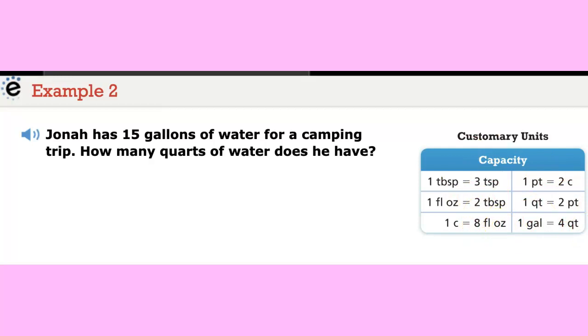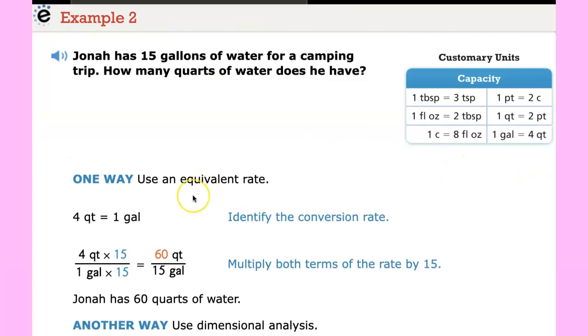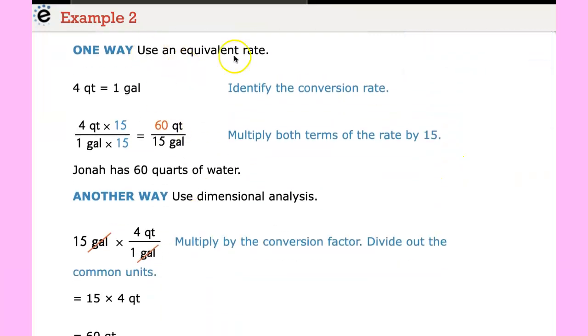Here we could use equivalent rates. 4 quarts is equivalent to 1 gallon, so we make a ratio of that. 4 quarts is to 1 gallon. We need to know how much is 15 gallons. So what do we multiply 1 by to get 15? We multiply by 15, and we also multiply the first term, the numerator, by 15, and we get 60 quarts. So Jonah has 60 quarts of water.